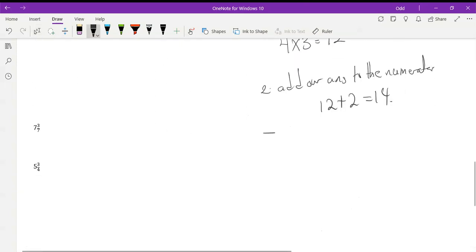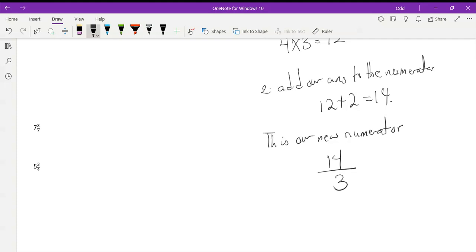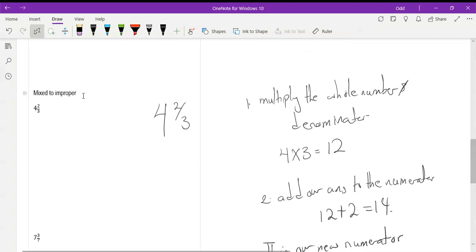So the 14 now is our new numerator. So we're going to have 14 over 3. So if we convert 4 whole number 2 over 3 to an improper fraction, we have 14 over 3.